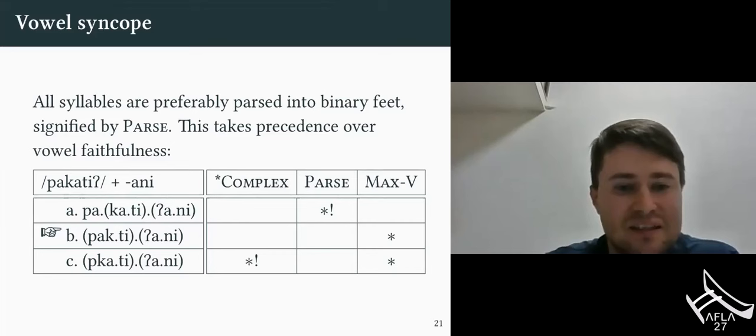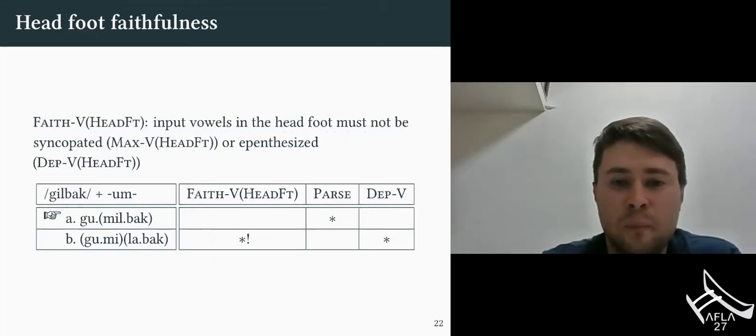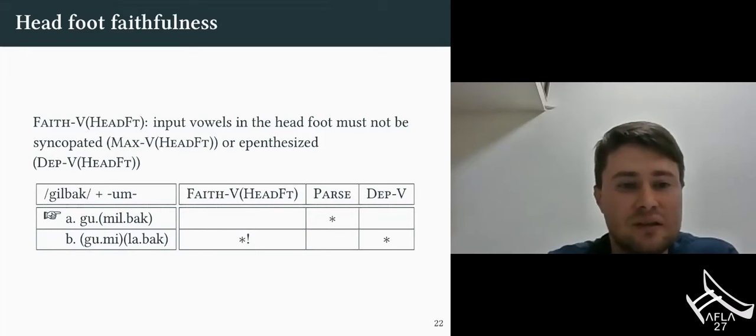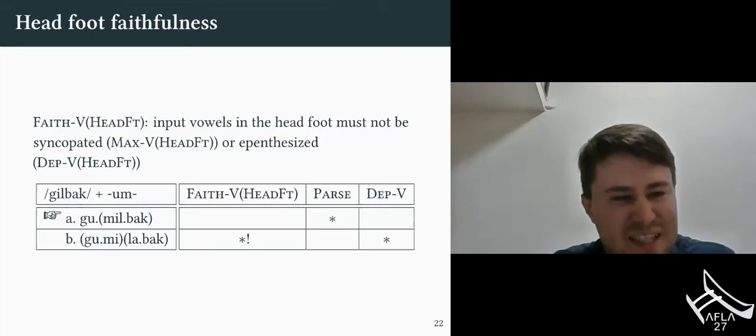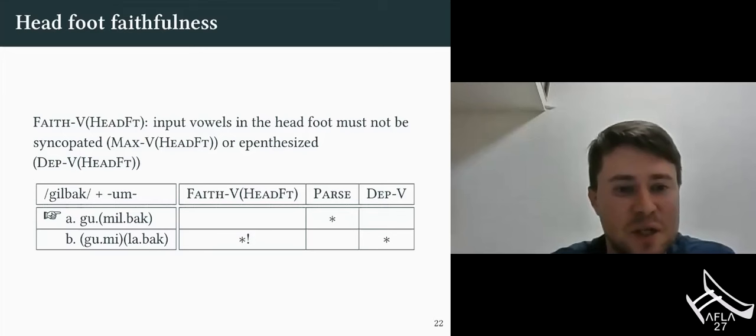And that's a bit of a problem. Now, here specifically with these roots that have an alternating vowel in a suffixed form, we use this head foot faithfulness constraint, which is not great. Maybe if other people have better suggestions, I'm open to discussion.